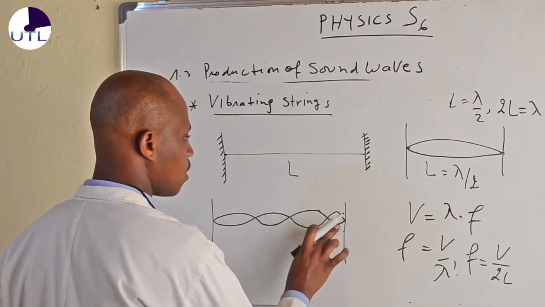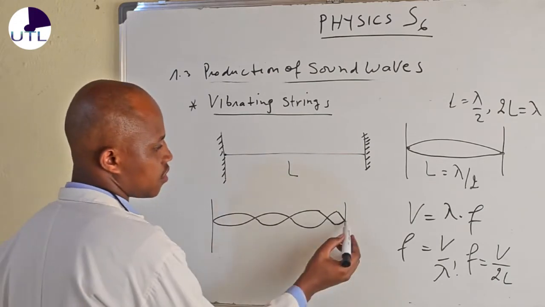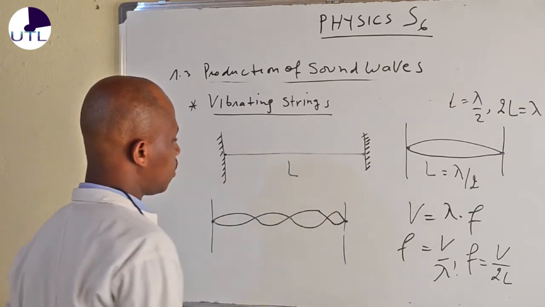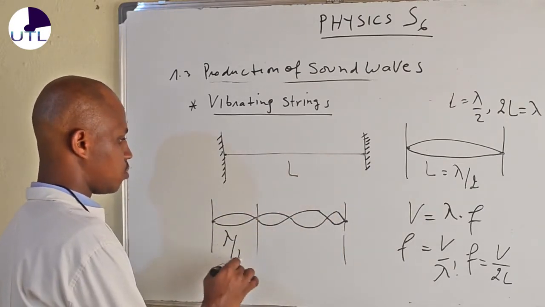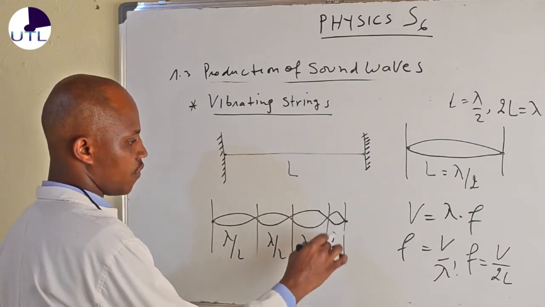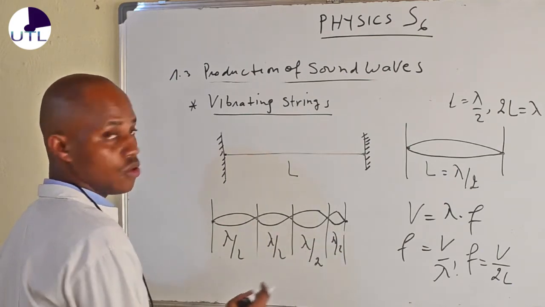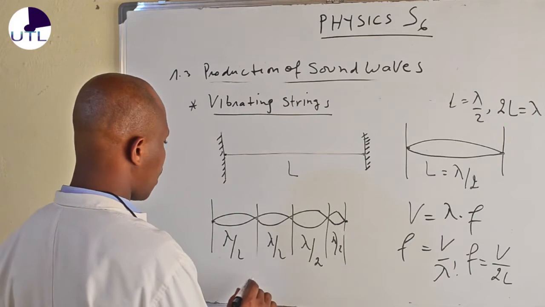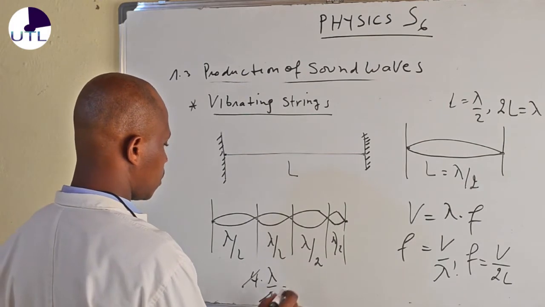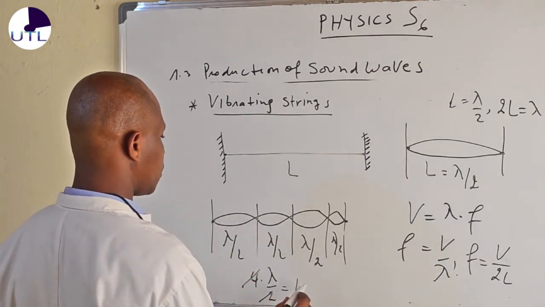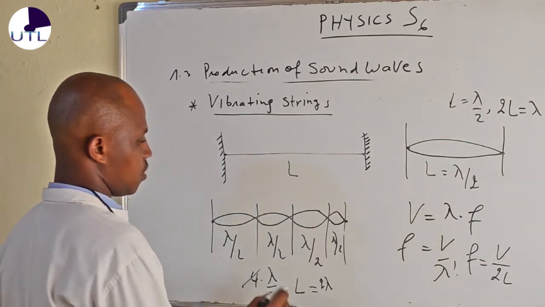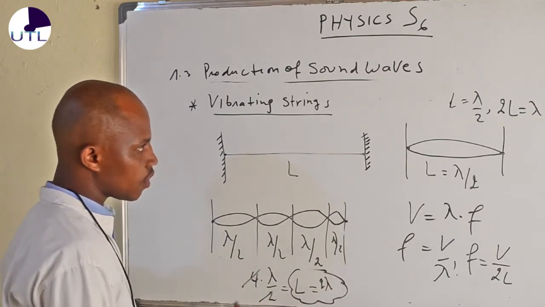Remember, for this case, we have 2 consecutive nodes. This is a node, and this is a node here. This one has wavelength divided by 2, this one wavelength divided by 2, wavelength divided by 2, wavelength divided by 2. When you add these 4, we have 4 times wavelength divided by 2. Can I simplify by 2? Now the length of this string will be equal to wavelength divided by 2, times 2. Now L is equal to wavelength.